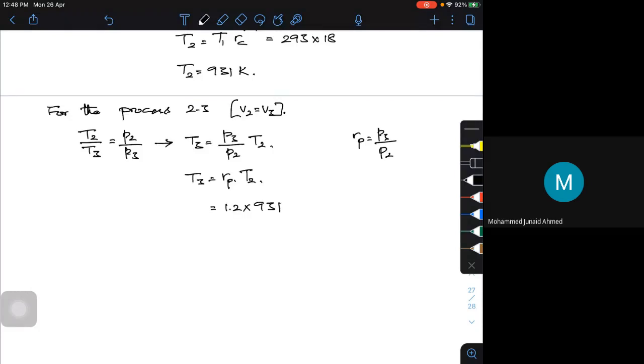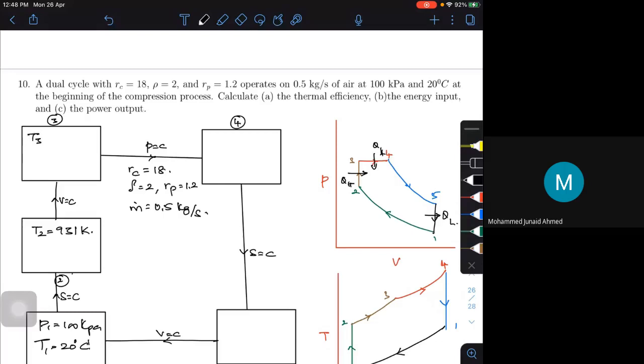So I got my T3 as 1117 Kelvin. I will just go here and substitute the value. So T3 is equal to 1117 Kelvin.